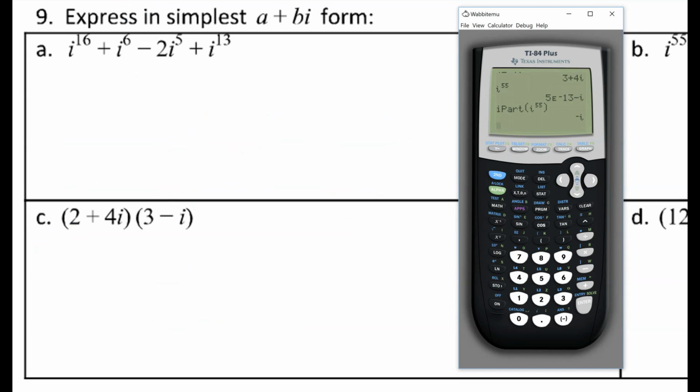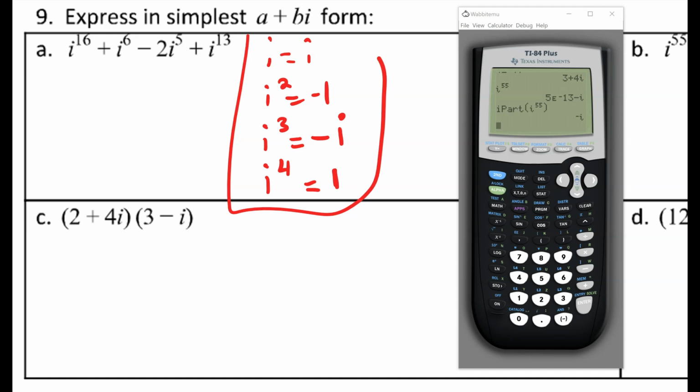Express in simplest a plus bi form. So, you could go through all the hassle of simplifying these. Remember we talked about those i values. i squared is equal to -1. If I multiply by another i I end up at -i. And if I multiply by another i, so -i times i would just give me +1. You could memorize those facts, and I think it's good to know them, but again, your calculator is pretty savvy when it comes to these higher powers of i.